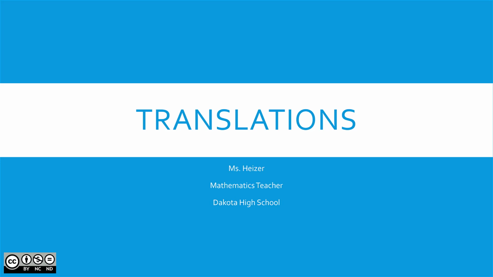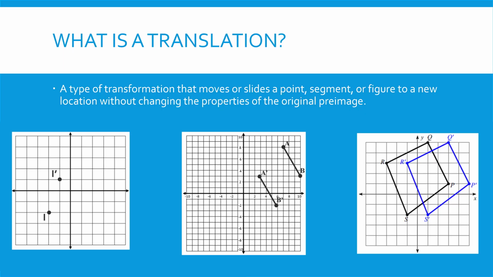Alright, hello. This lesson is on translations. A translation is a type of transformation that moves or slides a point, segment, or figure to a new location without changing the properties of the original pre-image. Here are three examples of a translation, and we can see that the figure is just moving right, left, up, or down. We're not making it bigger. We're not rotating it. We're just taking that figure or that point and sliding it somewhere else.